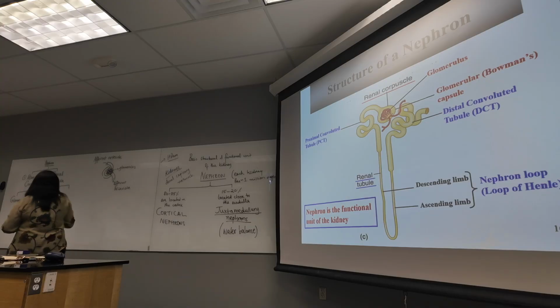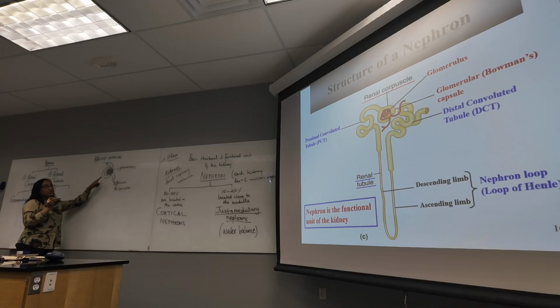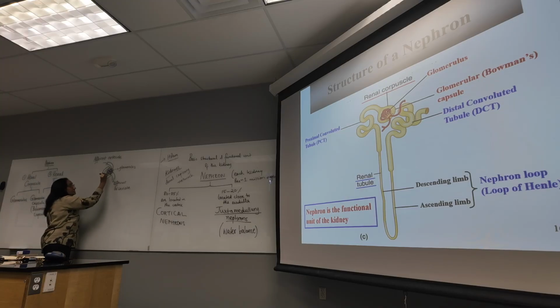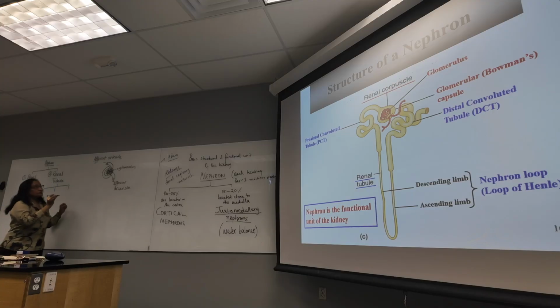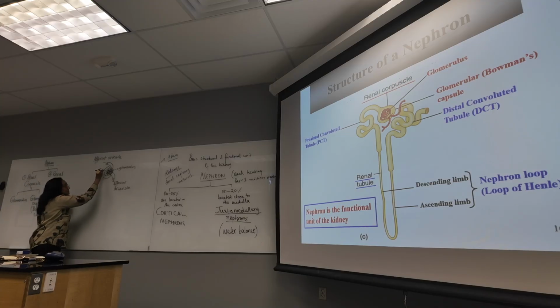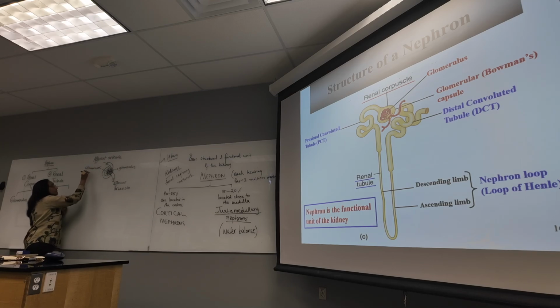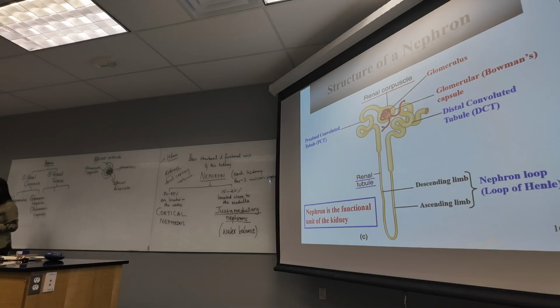That means there is a space here. So you see I've drawn it like that. So the capillaries and then the cup. So this is the glomerular capsule. This is the glomerular capsule. This is the first part of the nephron, glomerulus and glomerular capsule. Together you call it renal corpuscle.